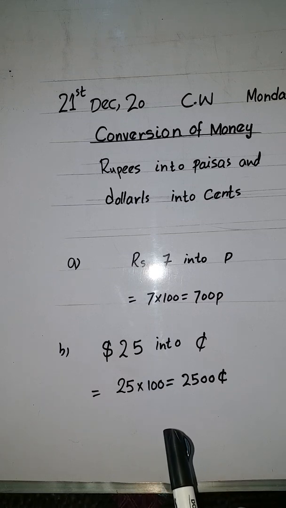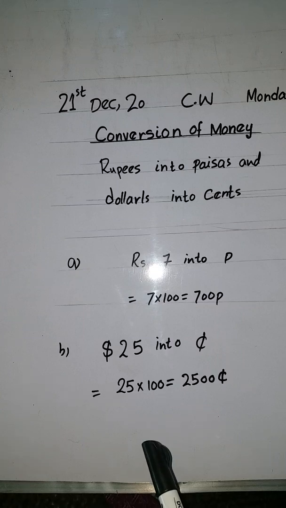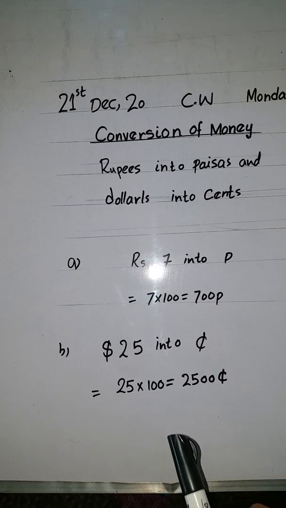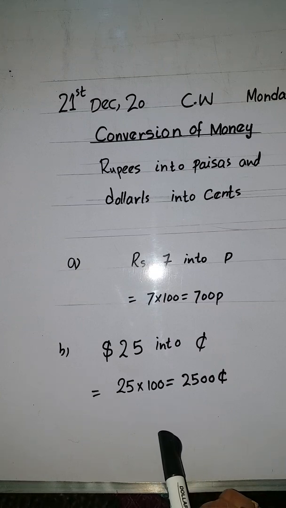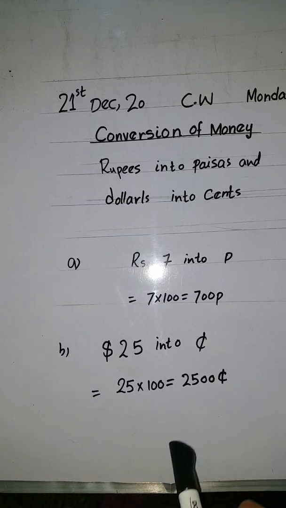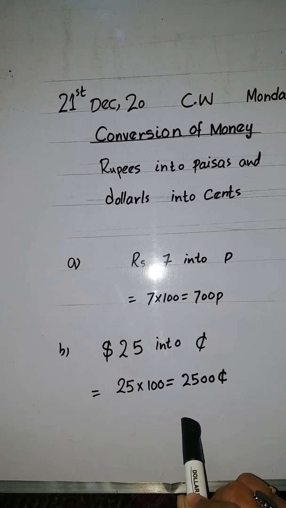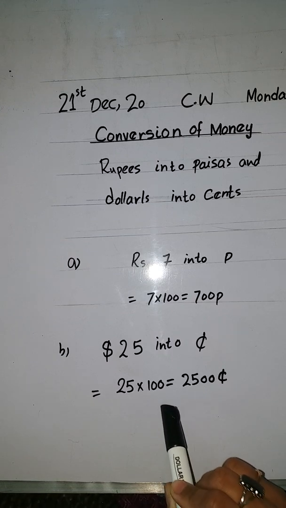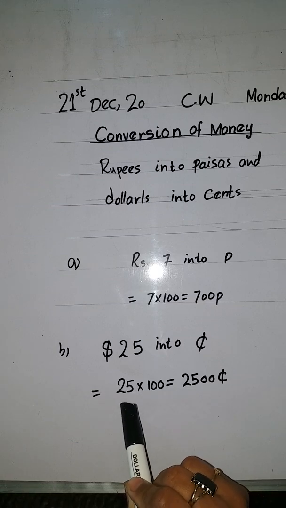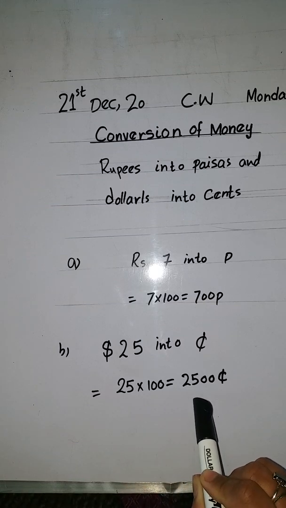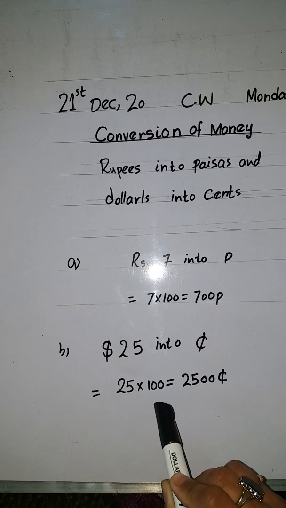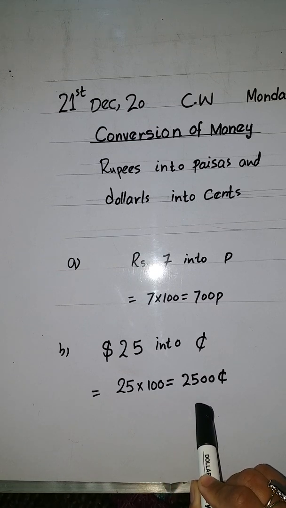As we already know, 1 rupee has 100 paisas, in the same way $1 has 100 cents. That's why we will multiply with 100 to convert dollars into cents. 25 multiplied by 100 will be 2500 cents.